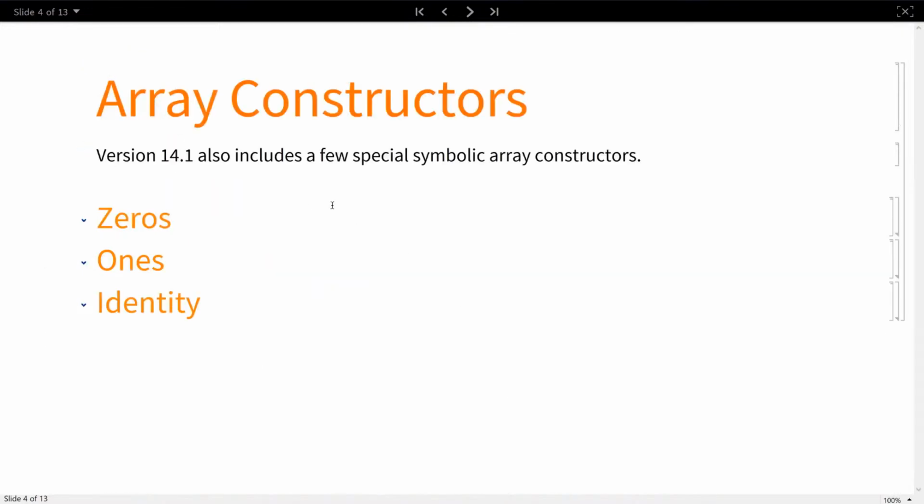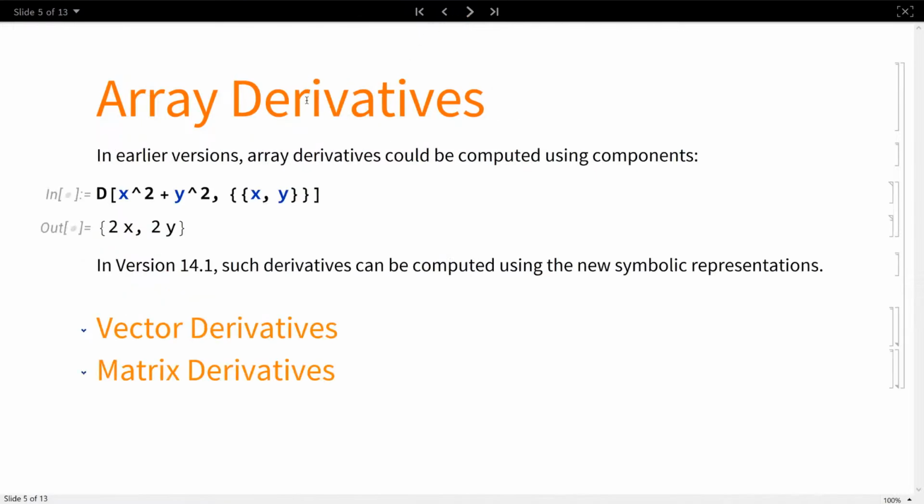So once we have the variables in the constructors, we can actually do some calculus. So let's talk about array derivatives. In earlier versions, you could do some kind of array calculus. You could compute array derivatives in this way over here. So you have a scalar function over here, and that's kind of a vector, and you can compute the derivative like over here. But that's not very convenient if you have very large length vectors, etc.